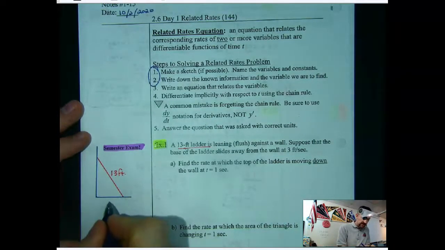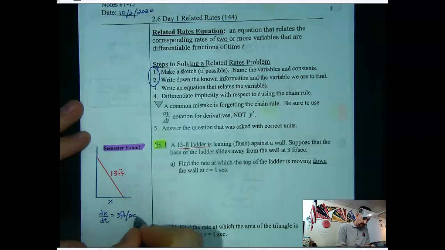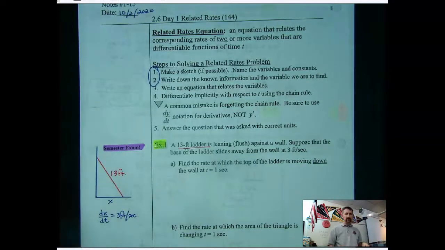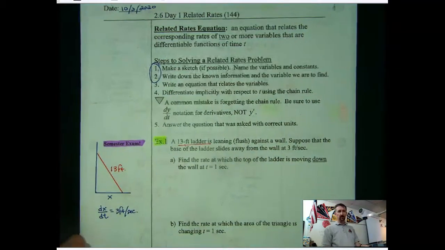So I'm going to call this x. And the rate at which that's moving away is going to be dx dt. And that's 3 feet per second. So that's a derivative. That's a rate of change, a slope. Okay?